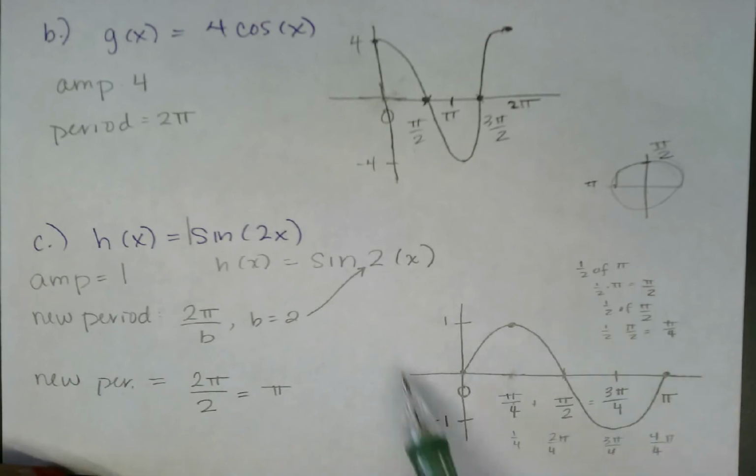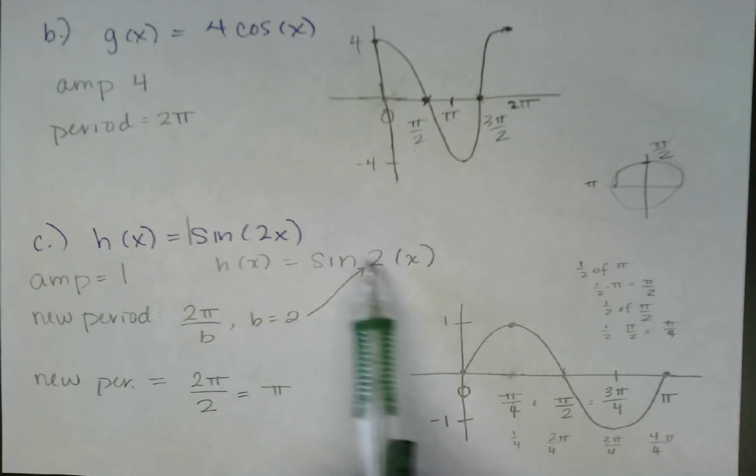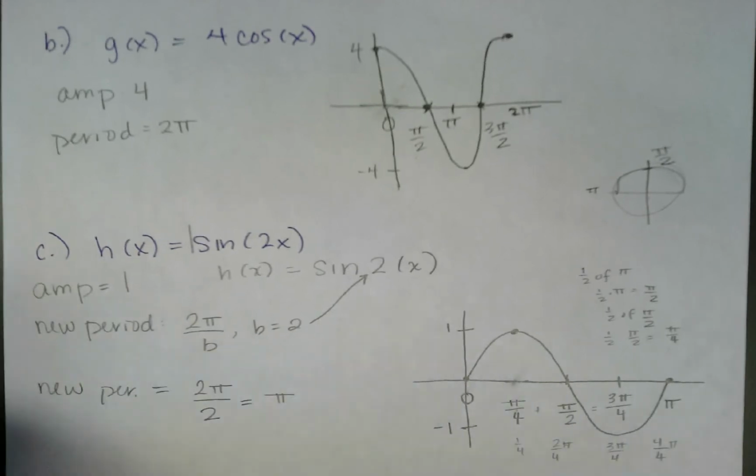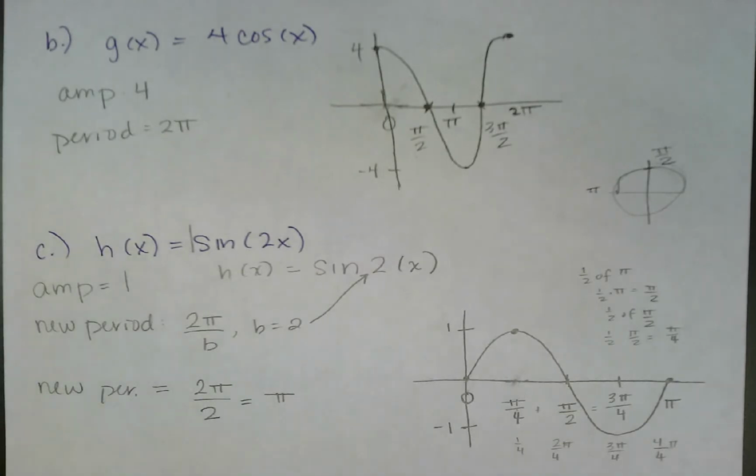So that's what happens when your period is affected. This number in front of the x affects your period. Then you have to go find your new famous points, critical points. So amp affected, period affected. I'm just giving you a minute to get all that in while I get my notes. Alright, let's go to D.